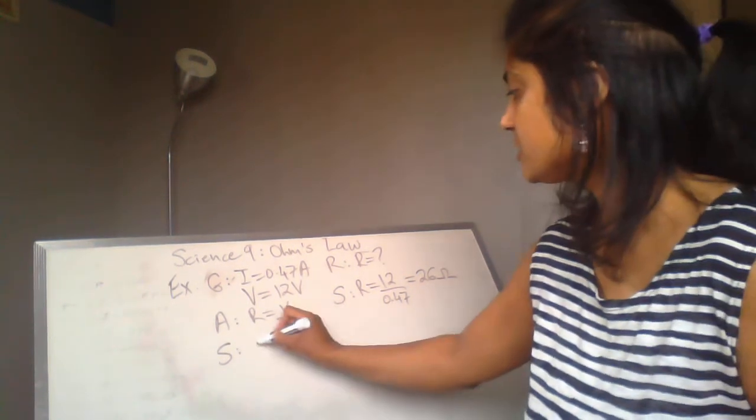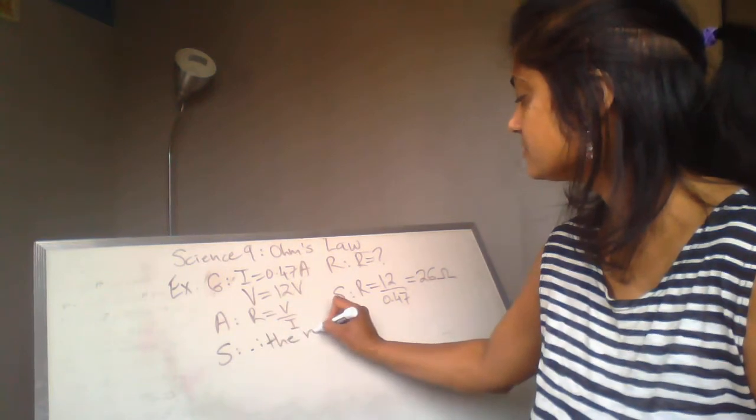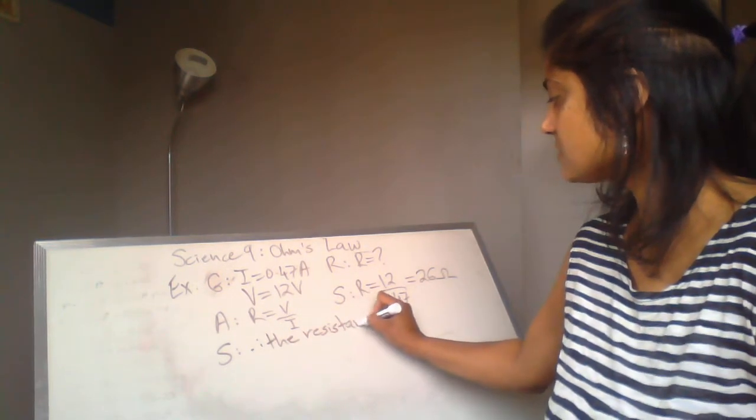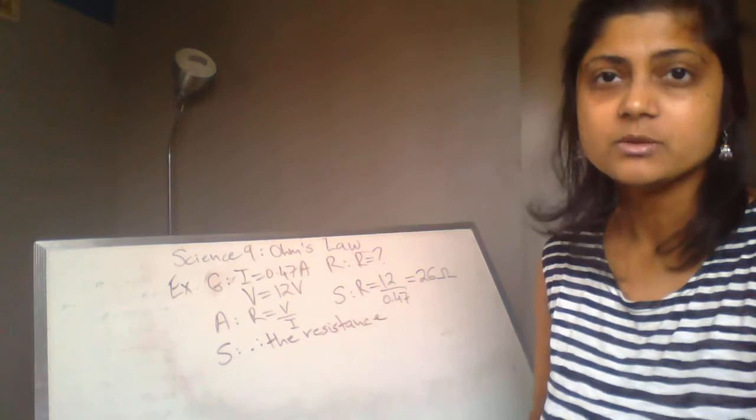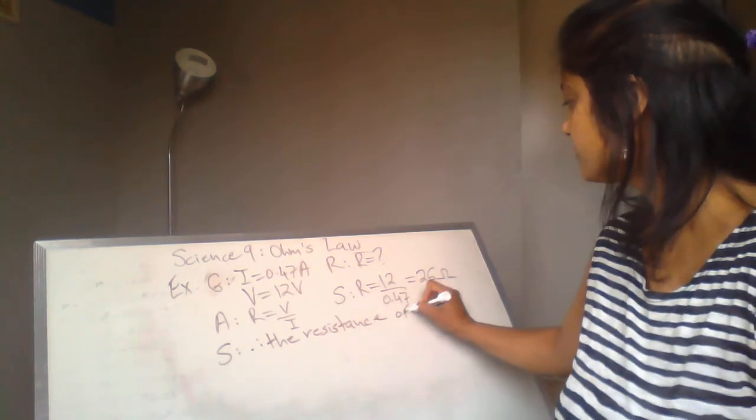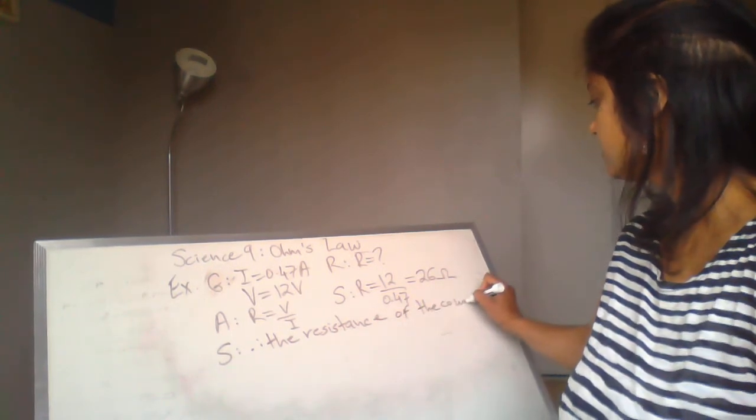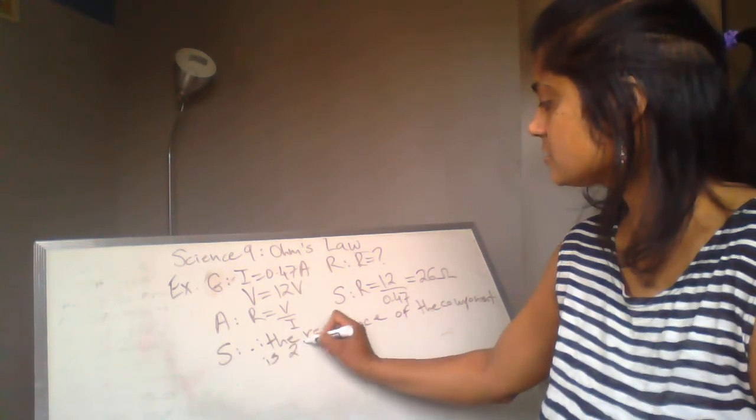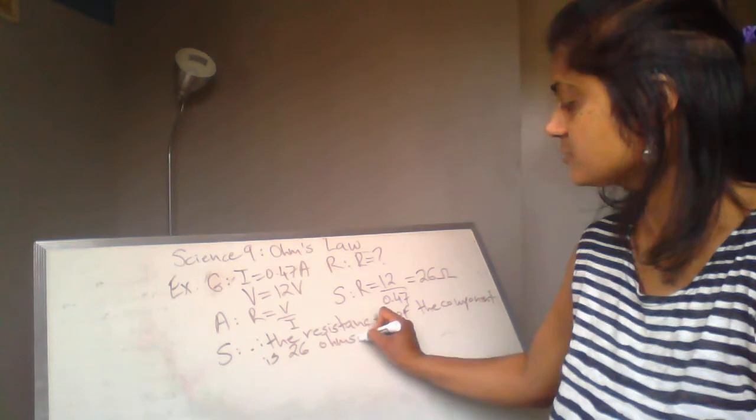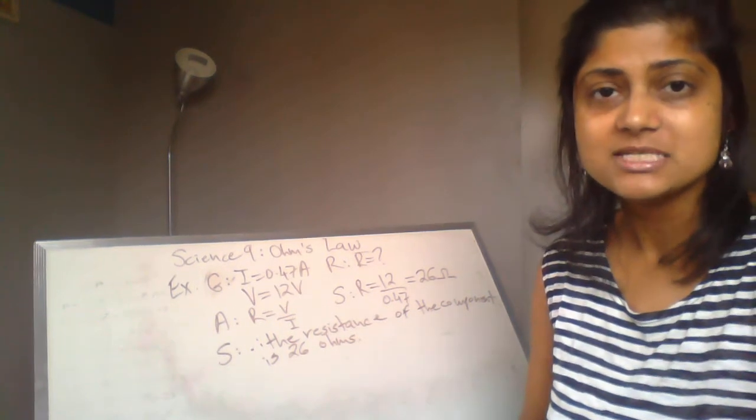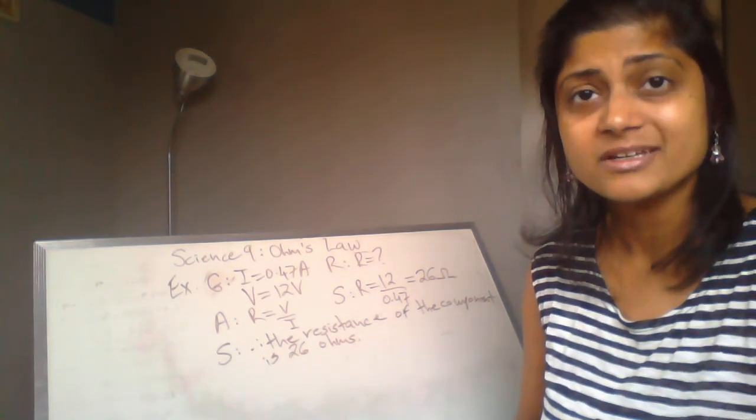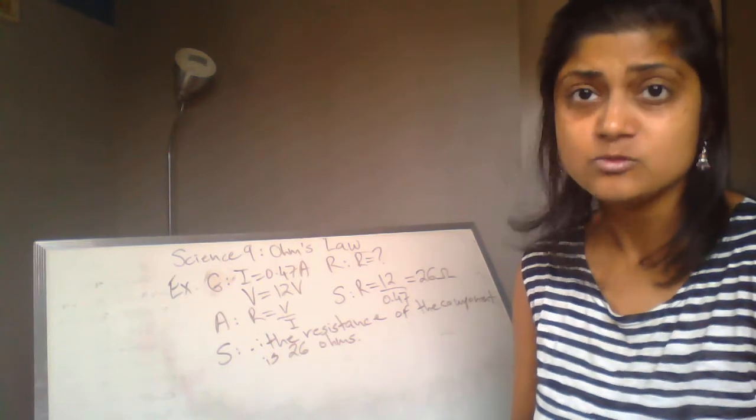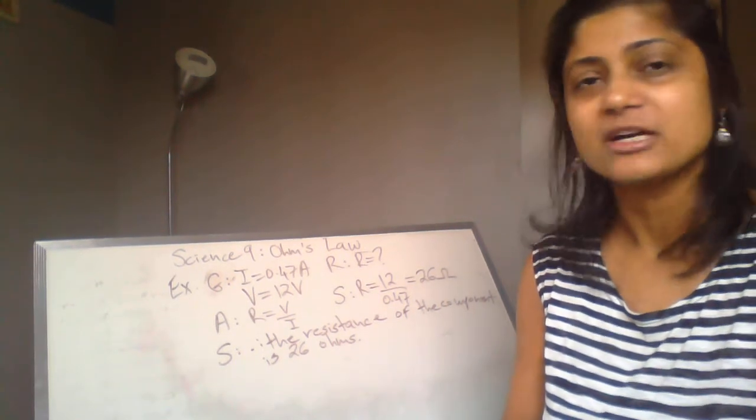Okay? So I could put therefore the resistance, because I'm solving for the resistance, right? So we could put the resistance of the component. Okay, so the resistance of the component is 26 ohms. When you write the statement, you should make sure everything is in words, okay, as you write it out. And that way you have the final answer there.